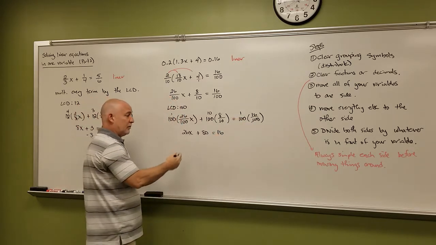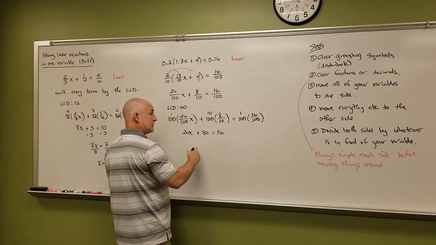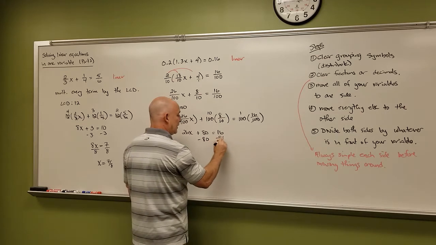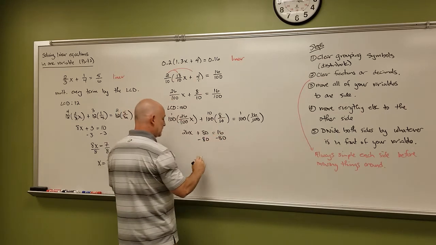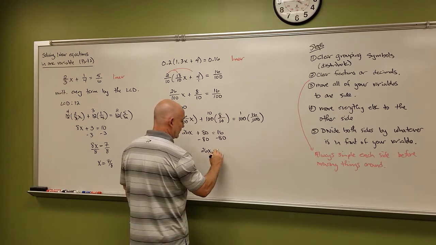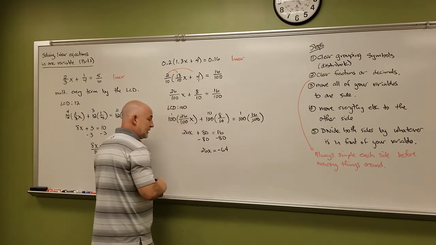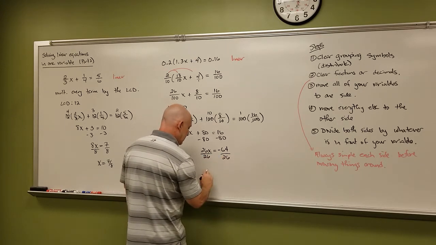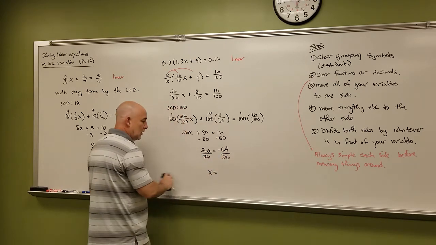All right, again, it makes it a much easier equation to solve. Next step says move all your variables to one side. All the x's are already on the left. Move everything that doesn't have an x to the right, so we get 26x is equal to negative 64. Last step, divide both sides by whatever's in front of our variable. Divide both sides by 26, and we get x is equal to.